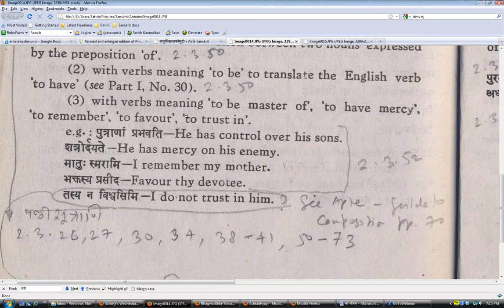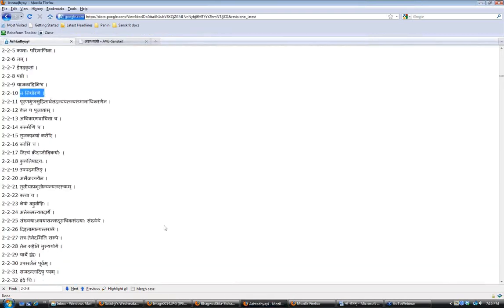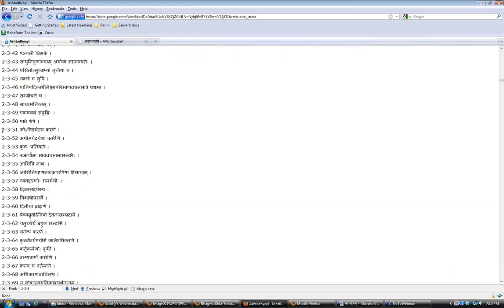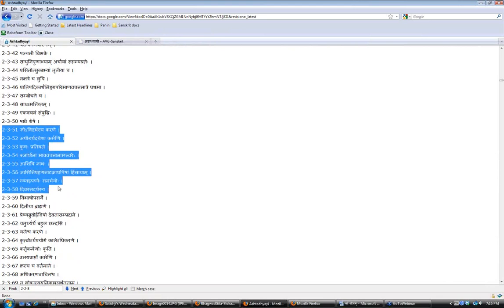The question is, why do we need this sutram at all? Because we already said when the speaker has a choice, he can use Shashti over other vibhaktis. So Putranam prabhavati should have been possible even without this sutra. So these eight sutras, 2.3.51 to 58, you can question as to why we need them, because Shashti, the Shesha, would have covered them.